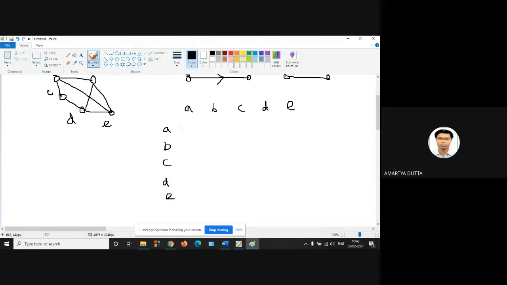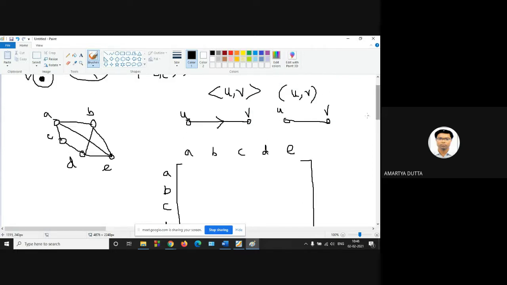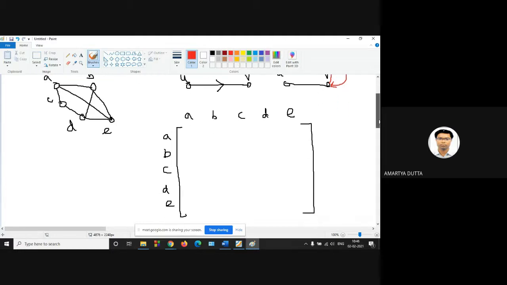First of all, write down the rows and the columns. Now, what do you mean by self loop? A self loop is when the starting vertex and the ending vertex are the same. There are no self loops. That's why from A to A, we have to put 0.